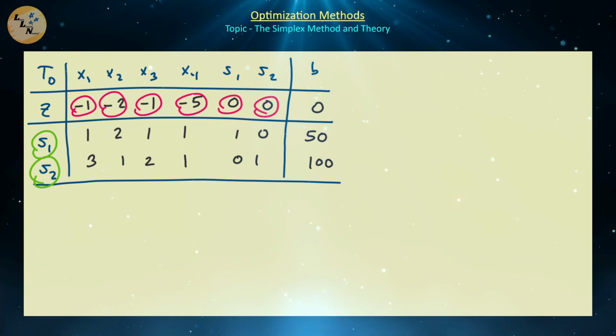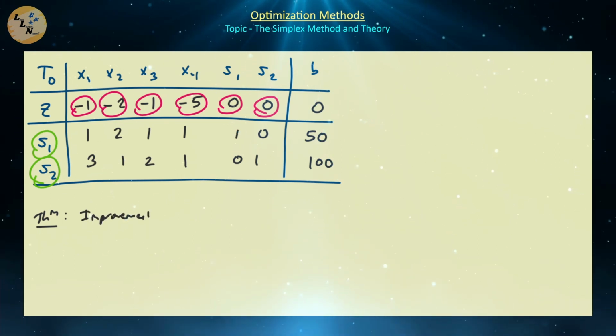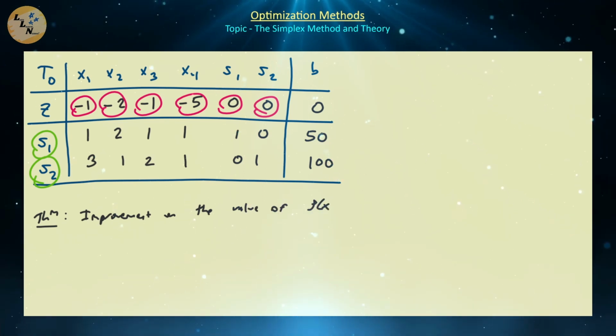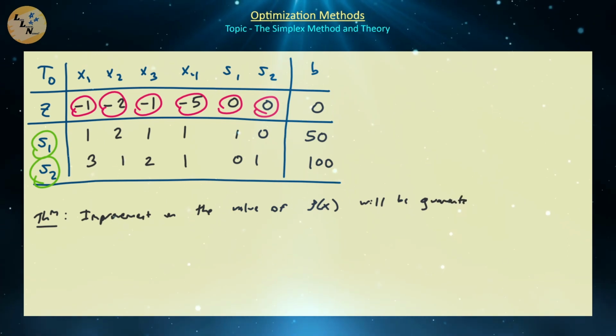So keep in mind, how are we going to do that? Well, should we focus on -1, -2, -1, or -5 first? So now let us introduce the next theorem that is going to guide us with some strategies of which one we should focus on. So improvement on the value of f of x will be guaranteed if what? Because right now we have a value of 0.